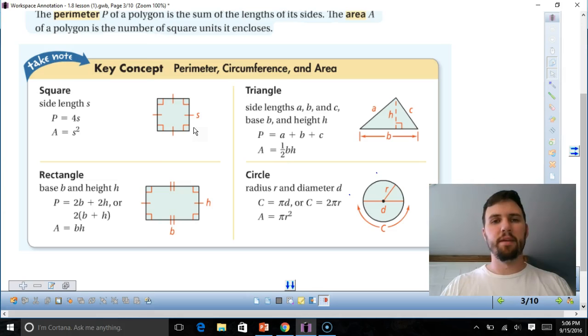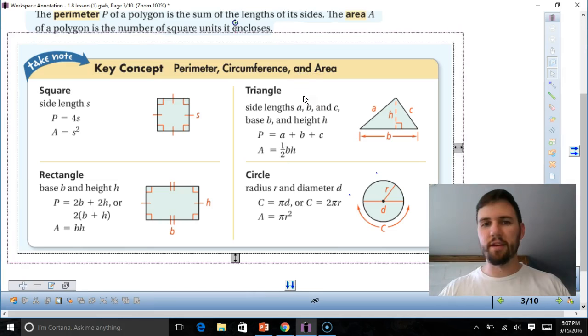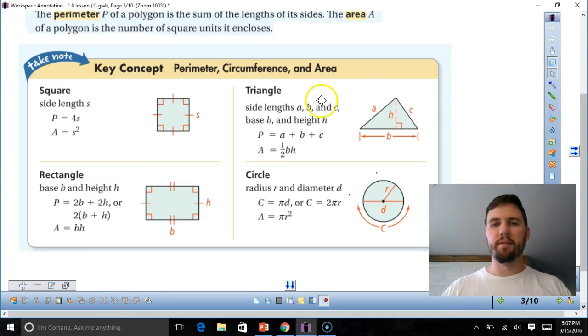Now when you look at a triangle, your perimeter is, you just add up the sides. There's no formula for it. You just do a plus b plus c. You add up your sides.